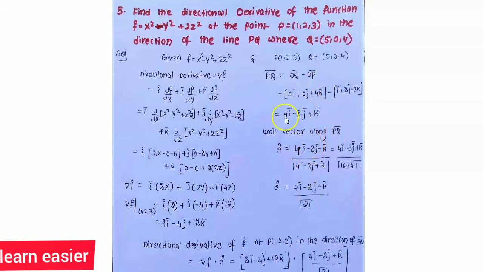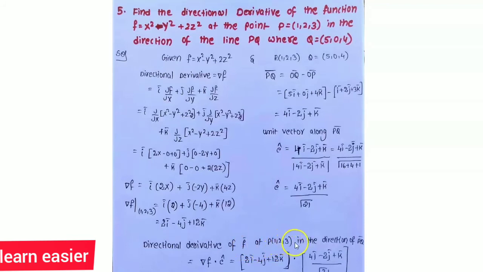PQ bar is here, and mod PQ bar is 4i minus 2j bar plus k bar by square root of the coefficient of i bar, which is 4, so 4 square, and the coefficient of j bar is minus 2, so minus 2 whole square is 4, and the coefficient of k bar is 1, so 1 square is 1. Now 16 plus 4 is 20, 20 plus 1 is 21. So finally we get E cap equal to 4i bar minus 2j bar plus k bar by square root of 21.